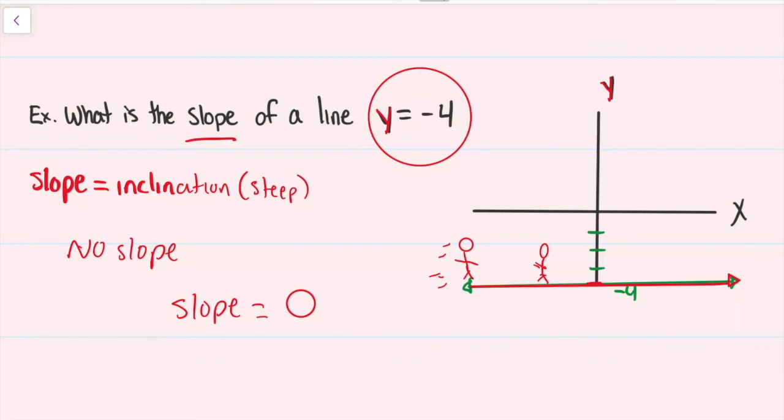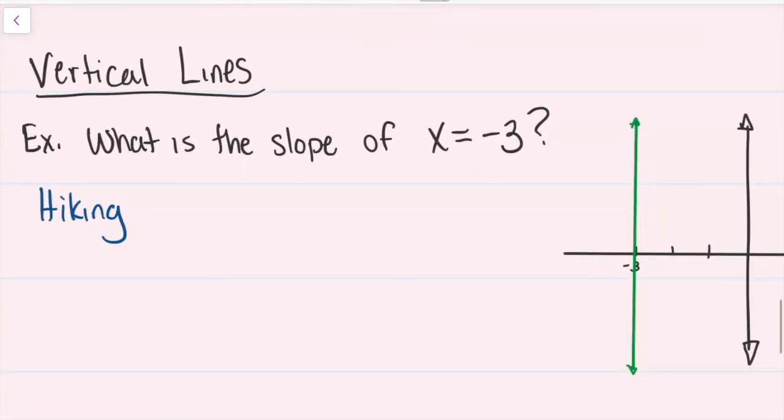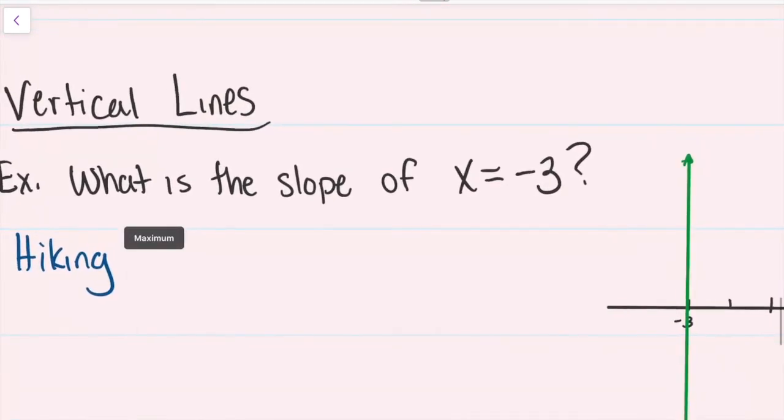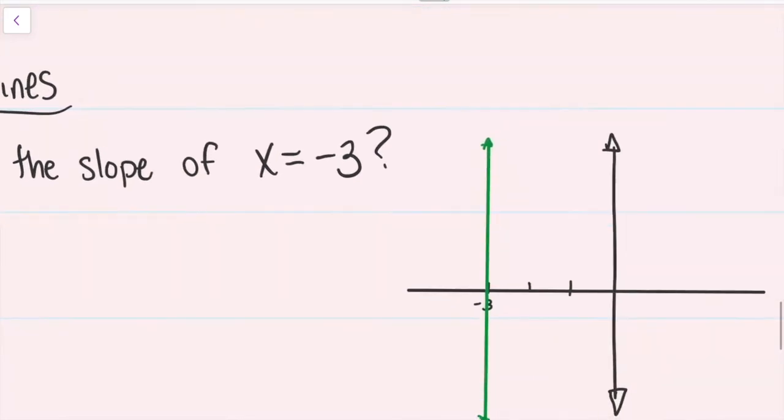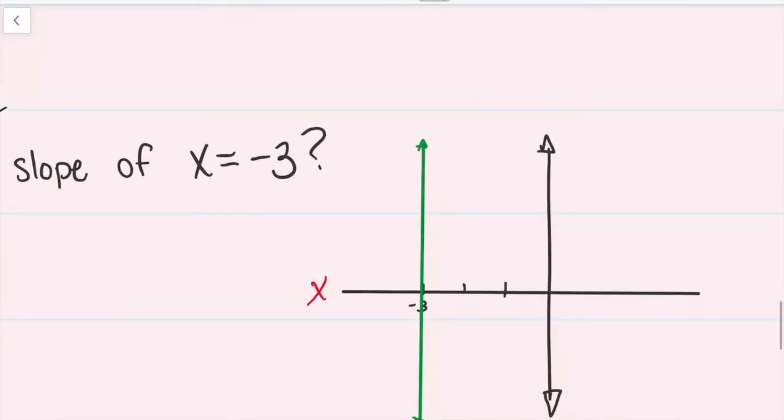Now let's jump into what is called a vertical slope. Look at this one then. What is the slope of x equals -3? Now, did they give you a y? No, they didn't. So when my x is -3, we're going to focus just on the x. I already drew it for you guys. It's actually a vertical line going through -3 because it's focusing on the x.